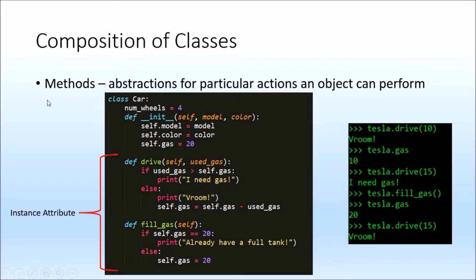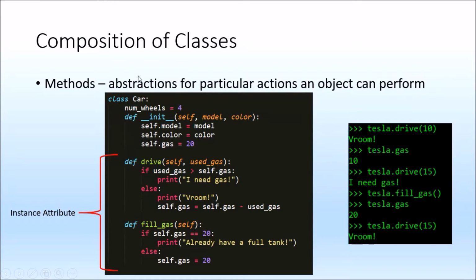And lastly, we have methods. Methods are what classes can actually do. Attributes are inherent properties within a class, or the idea that we're trying to portray. But if we want to actually do something with it, we need methods. Methods allow a car to drive or fill gas. So this is an example of that.